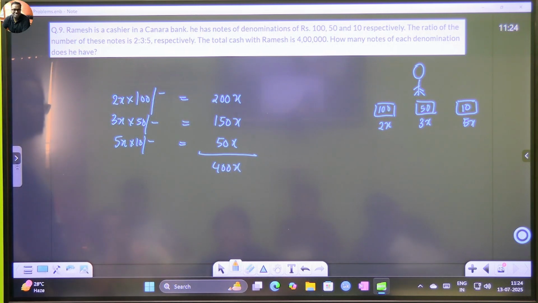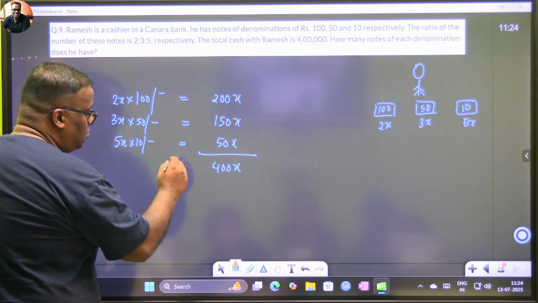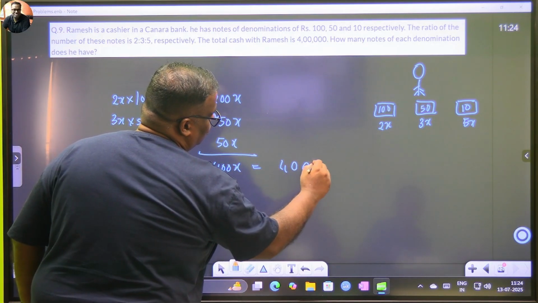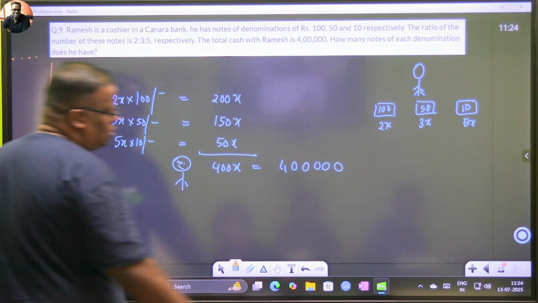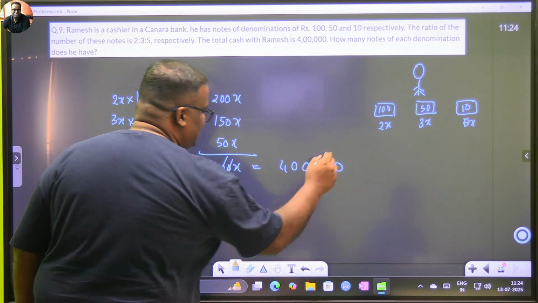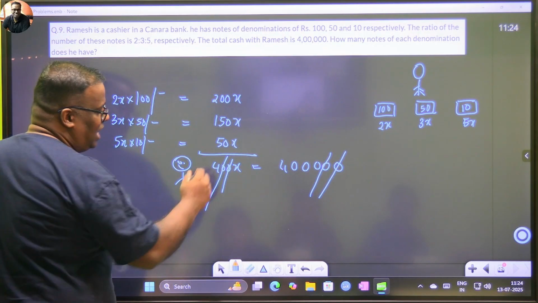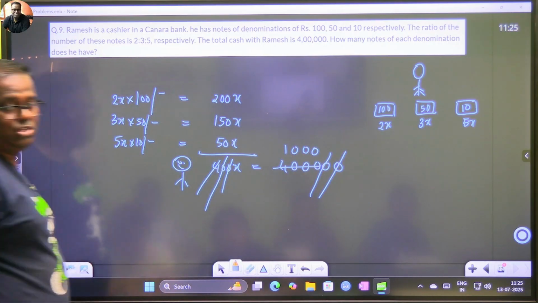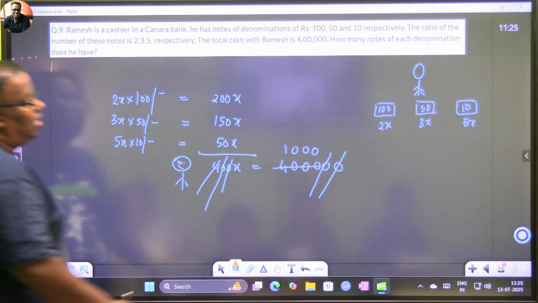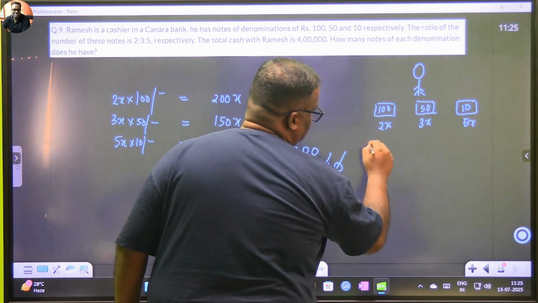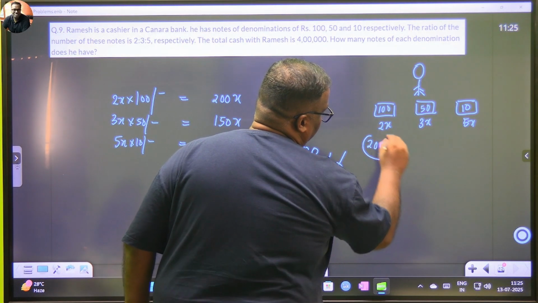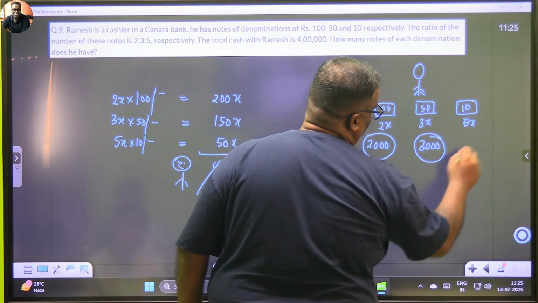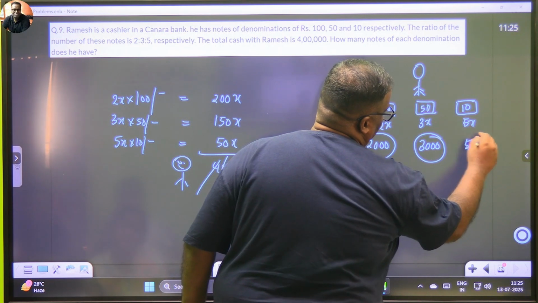But they are saying this is the money with our fellow Ramesh. And this money is equal to how much? 4,00,000. So straight away take away zeros and zeros. And you take 4. 4 ones are 4,000. So the x value is how much? 1,000. So how many 100 rupee notes does he have? He has 2,000 100 rupee notes. He has 3,000 50 rupee notes. And he has 5,000 10 rupee notes.